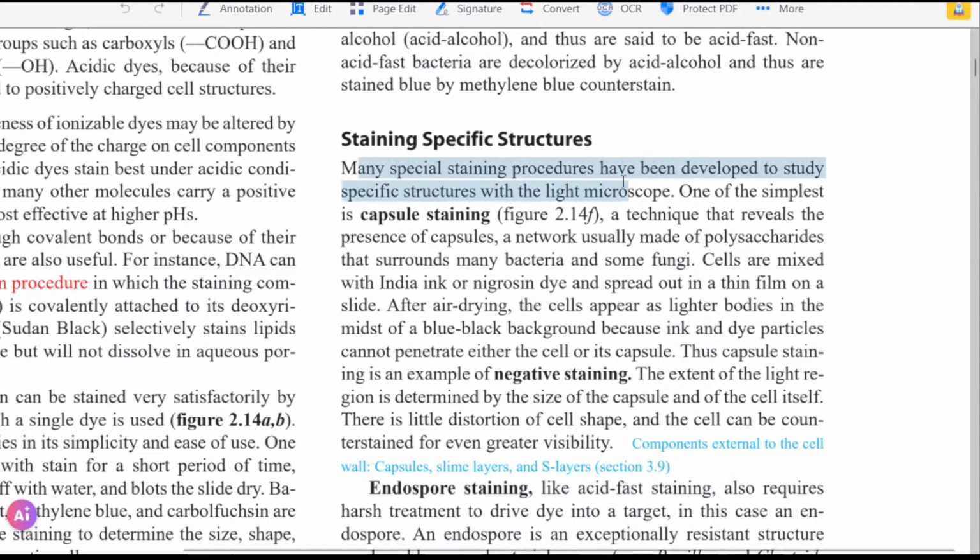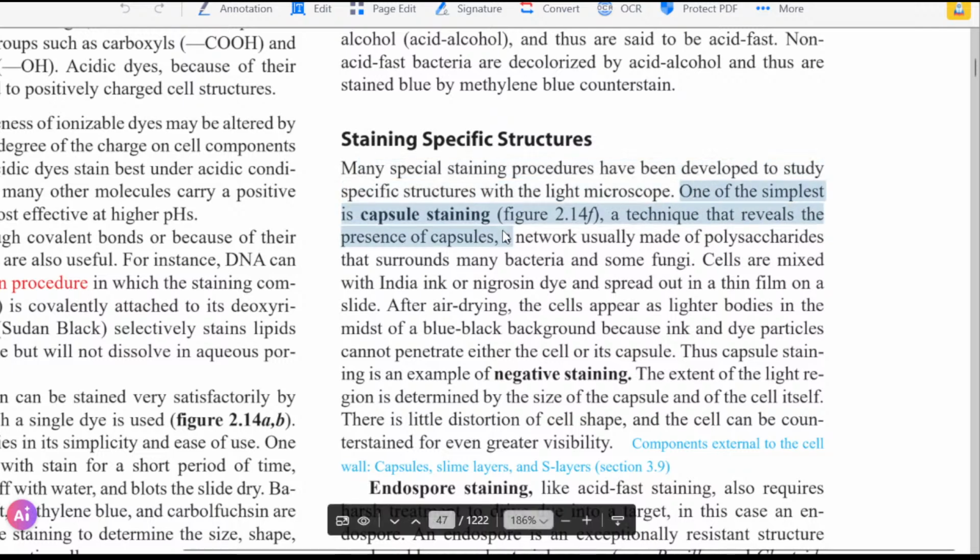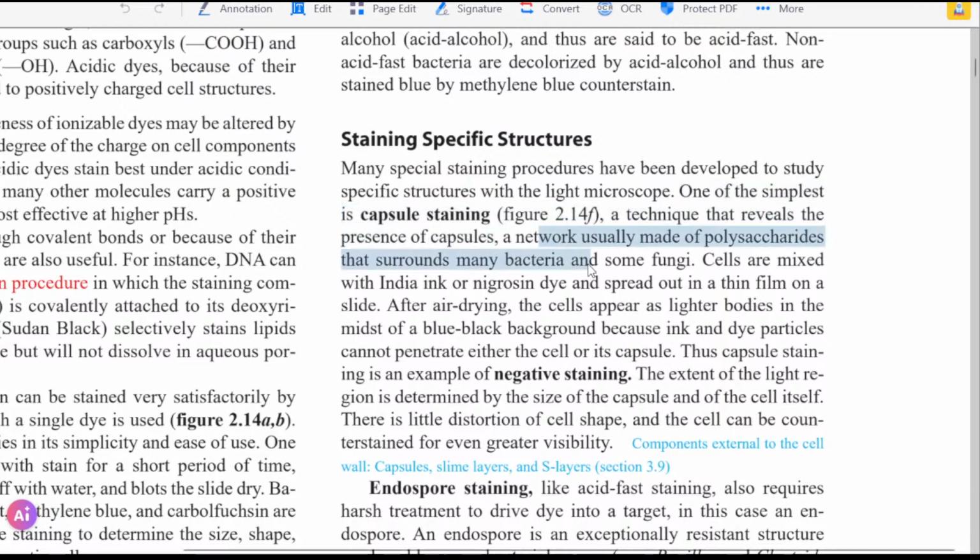Many special staining procedures have been developed to study the specific structures with a light microscope. One of the simplest is capsule staining, because there are bacteria that you can't color their cell wall or cell membrane unless you pass through that capsule. So why not stain the capsule? It's a technique that reveals the presence of capsules, a network usually made of polysaccharides. This makes it easier for us to say if the bacteria is capsulated or not. And so we can focus on identifying the bacteria through the capsule category, the capsule list.